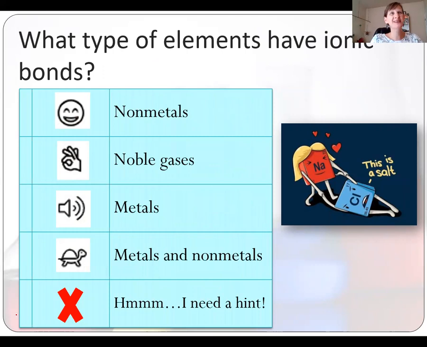And again, pause this, figure out your answer. And let's see what the answer is. What type of elements have ionic bonds? Oh, if you have all nonmetals together, that is going to be a covalent bond, and you make molecules. Noble gases don't bond with anything. If you have metals bonding to metals, you get a metallic bond. And so we're left with the turtle. The turtle wins. So metal bonded to nonmetal, that is an ionic compound.